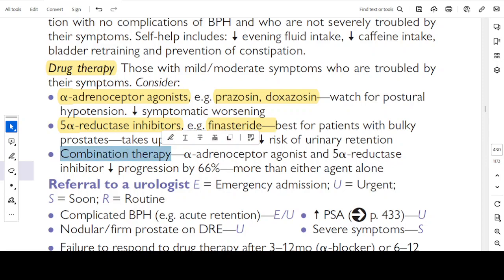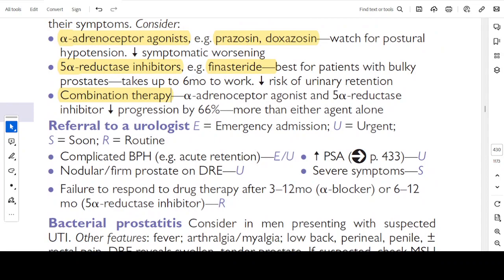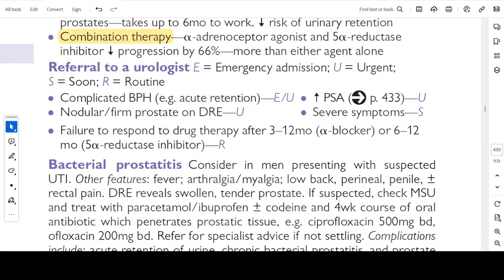Combination therapy with an alpha adrenoreceptor agonist and a 5-alpha reductase inhibitor decreases the progression by 66% more than either agent alone. Referral to a urologist: emergency admission, urgent, soon and routine. Complicated BPH, that is acute retention, is an emergency or urgent referral. Raised PSA is an urgent referral.